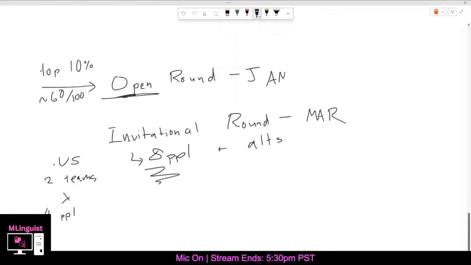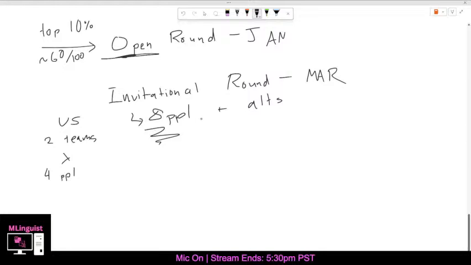And then if you pass the invitational round, and by the way, these 8 people are the top 8 scores in the invitational round. So not even the top 8 scores of the country. It would be the top 8 of the top 10%.